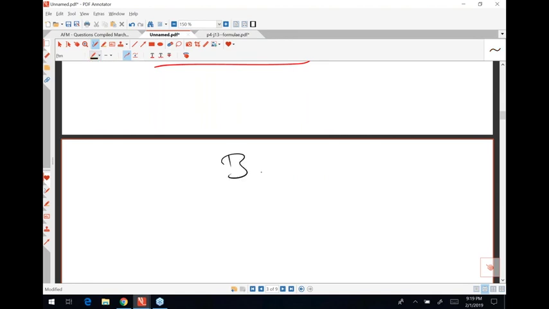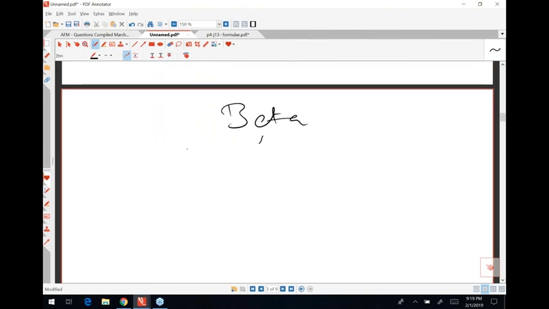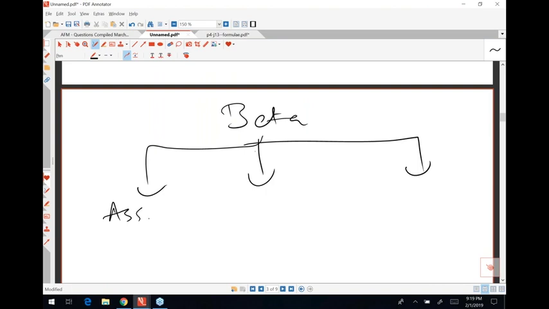There are three types of betas available. What are those three types of beta? The three types of beta are asset beta, debt beta, and the third one is the equity beta. Now, what is the difference between asset beta, debt beta, and equity beta?